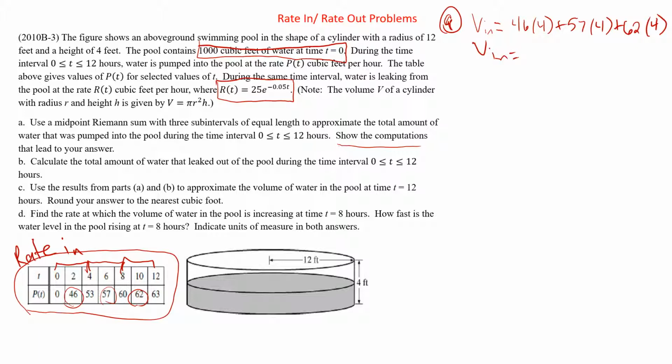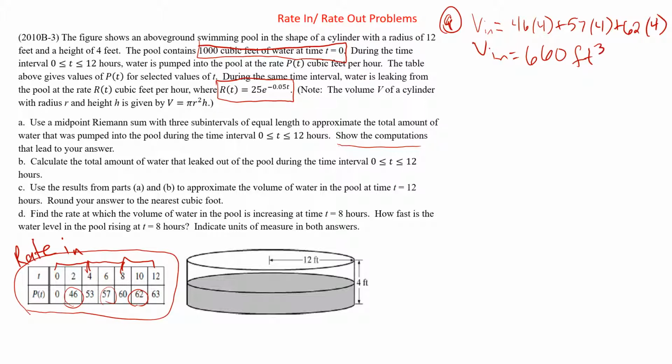Volume in is going to be, they're all times 4. We could factor out the 4, add together the 46 plus 62. That'll be 108 plus 57 is 165. Times 4 is going to be 660. So it's going to be about 660 cubic feet.